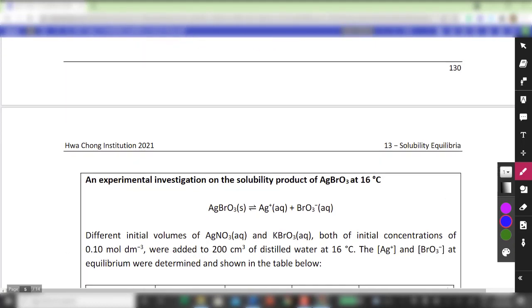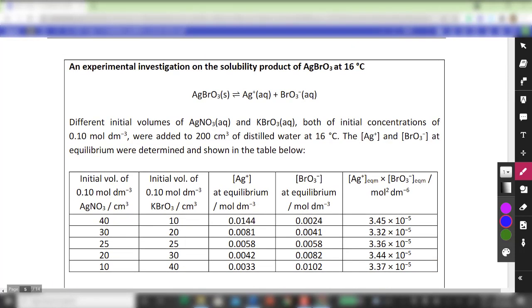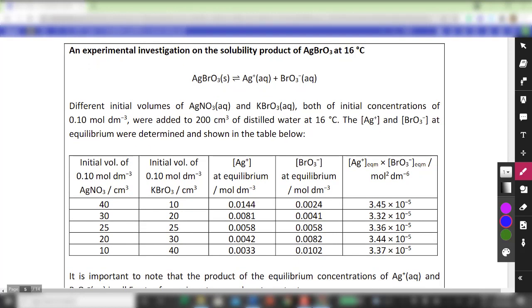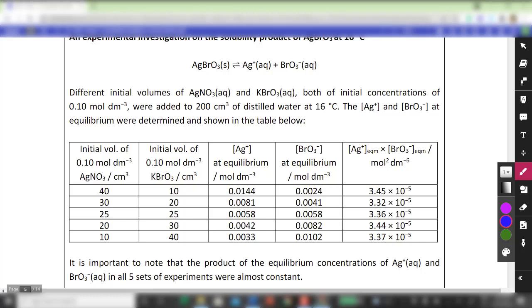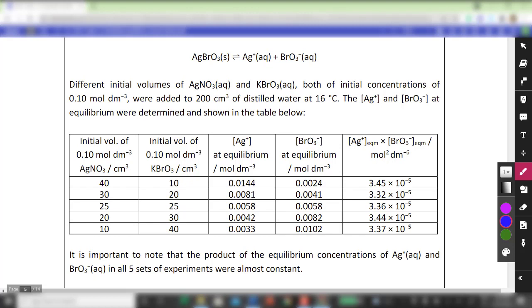We can move on to this particular table, an experimental investigation on the solubility product of silver bromate at 16 degrees Celsius. So these are values obtained from experiments done at 16 degrees Celsius. Let's just look at the table, look at the information, and see what kind of information we can get out from here.